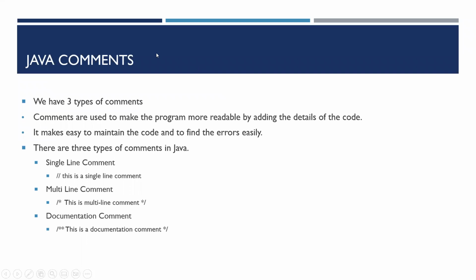In the end, we have something called Java comments. Comments are used to make the program more readable by adding details of the source code. Suppose you're working on a project with thousands and thousands of lines of code, and you're implementing a new functionality. If we put a simple comment, okay, the below code is written to solve so and so bug.